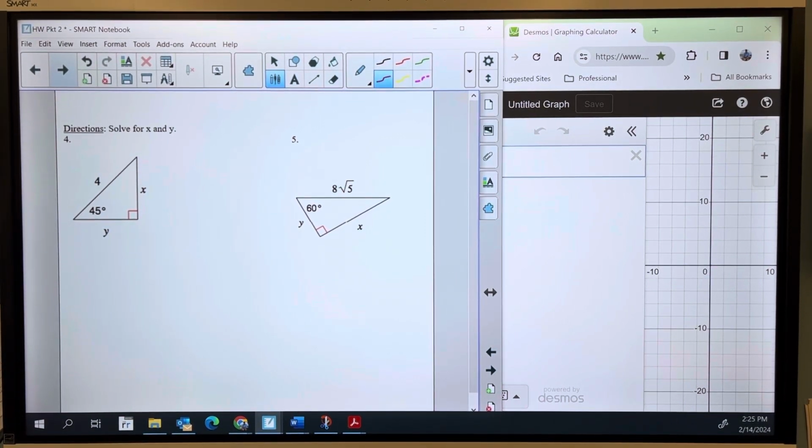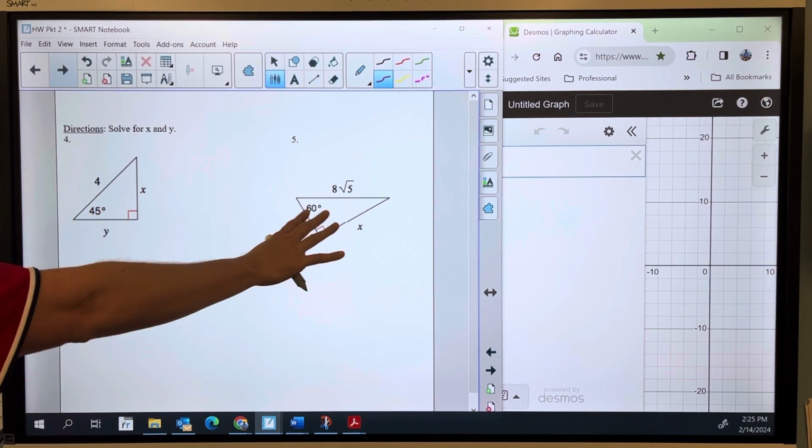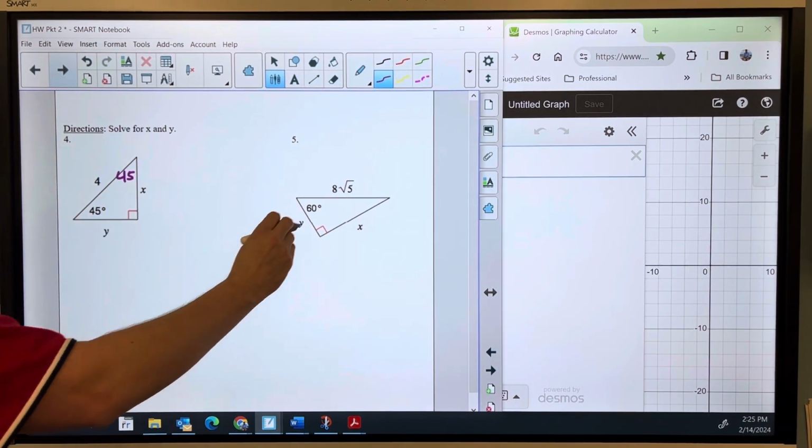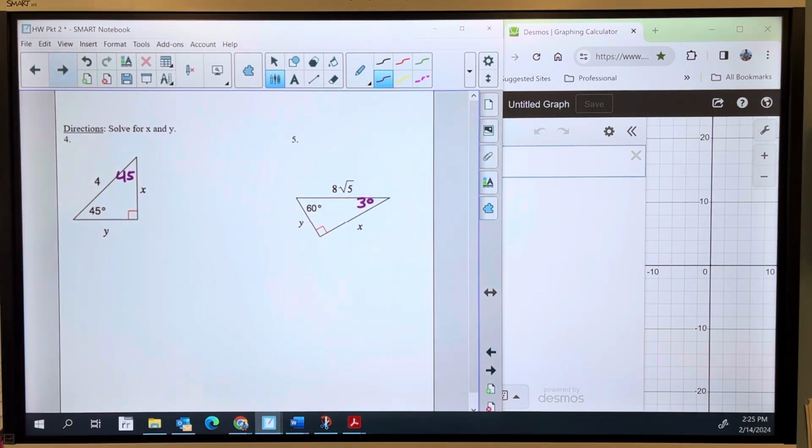All right, we've got our special right triangles here: 30, 60, 90 and 45, 45, 90. I'm going to go ahead and label my other 45 and my 30 over here. We can only use these special right triangles when we know that their angles are what we expect them to be.